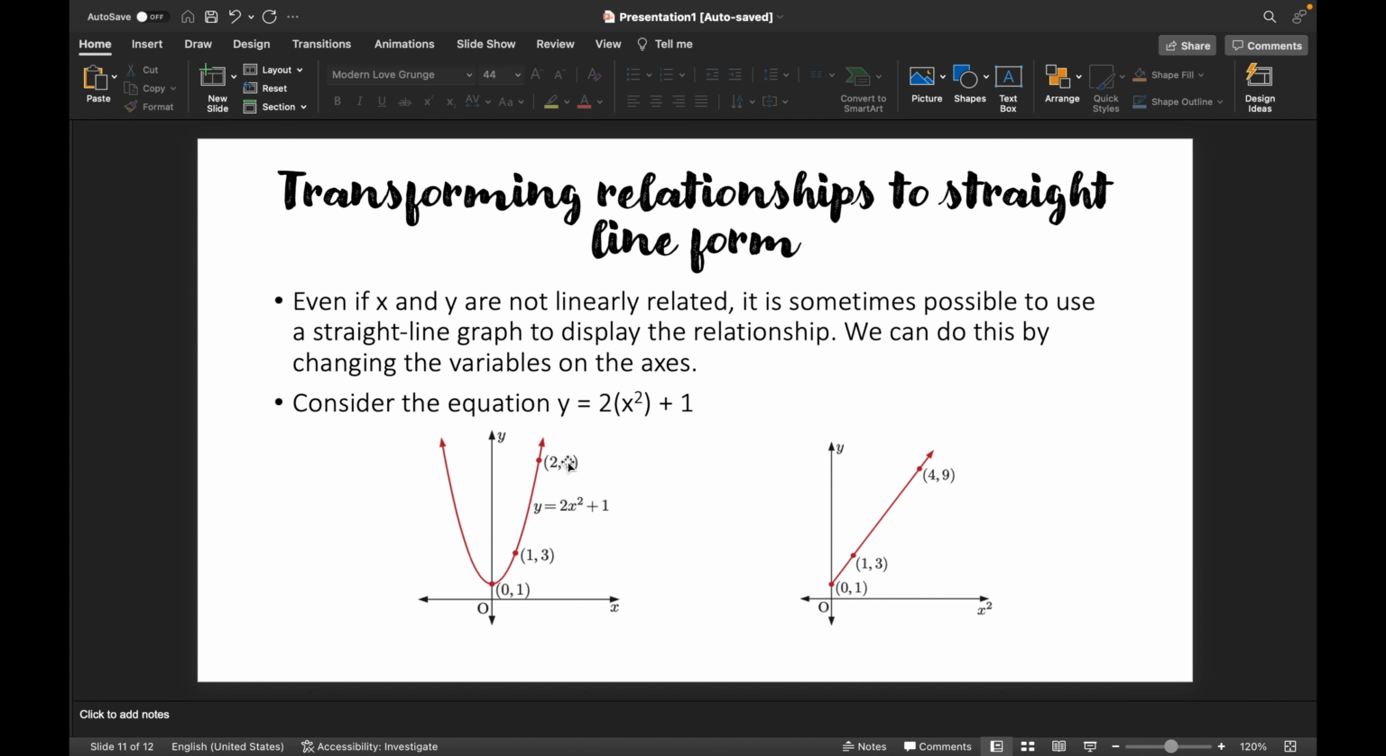But then we can change the variable on the x-axis in order to make it a straight line. So if we wrote x squared here, and this would be y, this would be a straight line. You can see this is in the form of y equals mx plus c, where m, or the gradient, is 2 and the y-intercept is 1. You can clearly see that 0, 1. So the y-intercept is 1 and the gradient is 2. So you can transform them.